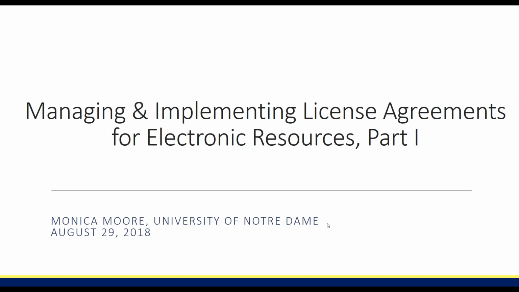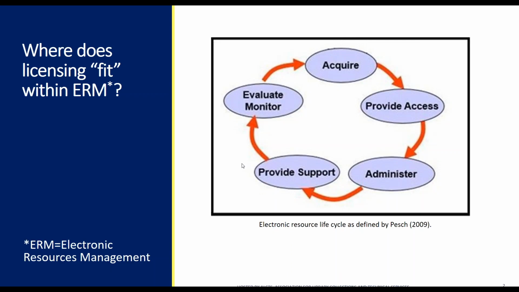So, okay, I'm going to click here, first slide, and I would like to start my talk today by looking at licensing within the context of resource management and electronic resource management, because that's my background. This is one depiction of the steps involved in print resource management, with very basic concepts: acquire, provide access, administer, provide support, evaluate, monitor. Perhaps you've seen this before.